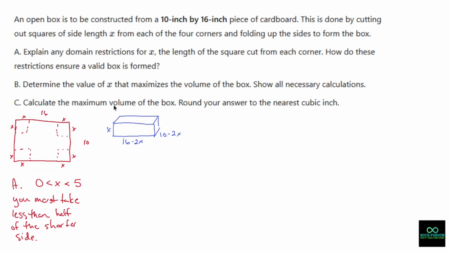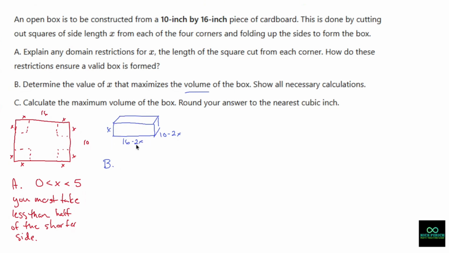Determine the value of x that maximizes the volume of the box. Show all necessary calculations. By the way, this process is called optimization. The way you maximize or minimize an object is you take the function of what you're trying to find. In this case, we're trying to find the volume. You are going to differentiate that, take the derivative and find all critical points. You're going to use the critical points and also the endpoints and find out which points give me the largest value. So first things first, I need to come up with a formula for volume.